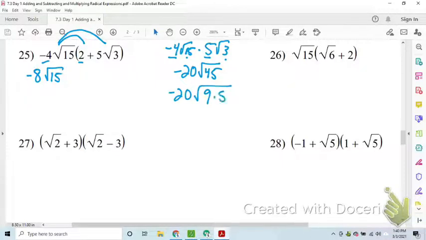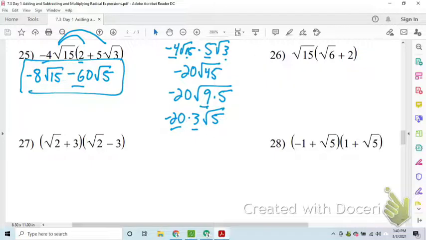45 breaks down to 9 times 5. So I still have negative 20. What's the square root of 9? 3. So 3 pops out, the 5 stays in. So what we really have here is 8 root 15 minus 60 root 5. Okay, because negative 20 times 3 is negative 60. Now, can we combine those two? No. 15 doesn't break down inside the root, and 5 doesn't either. So that's it. That's as good as we got.